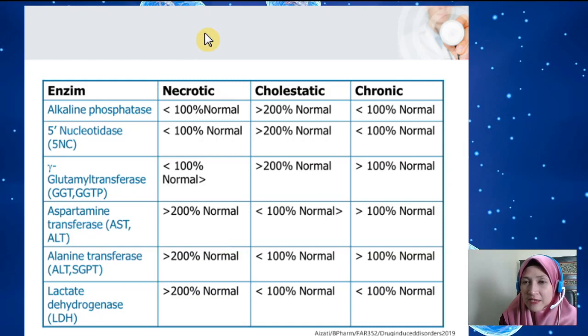These are the alterations that might occur in the liver enzyme test for each of the types of DILI. For example, ALP looks like it's more specific to the cholestatic type of DILI. AST and ALT elevation may indicate a necrotic type of DILI. It can also indicate a chronic type of hepatotoxicity.